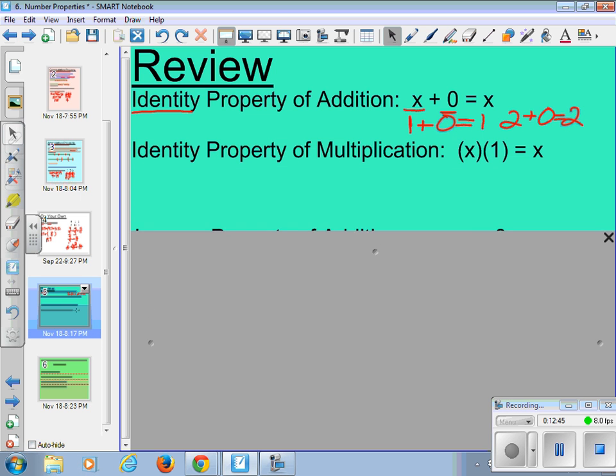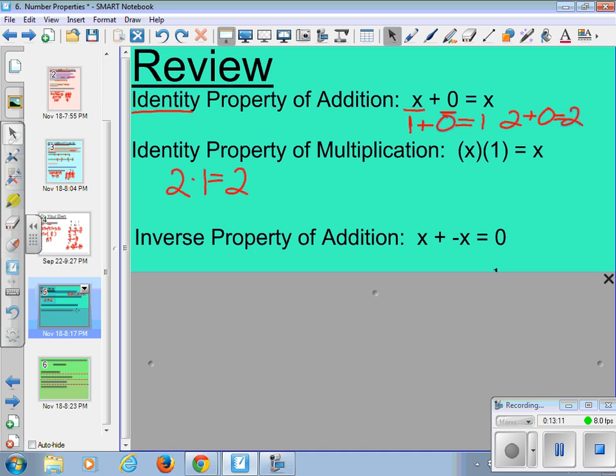We're going to use our knowledge about our identity property and apply it to multiplication this time. We have x times 1 equals x. X still keeps his identity. So if we have 2 times 1, our 2 will still keep his identity as a 2. So when we're multiplying, if we multiply another number times 1, our number gets to keep his identity.